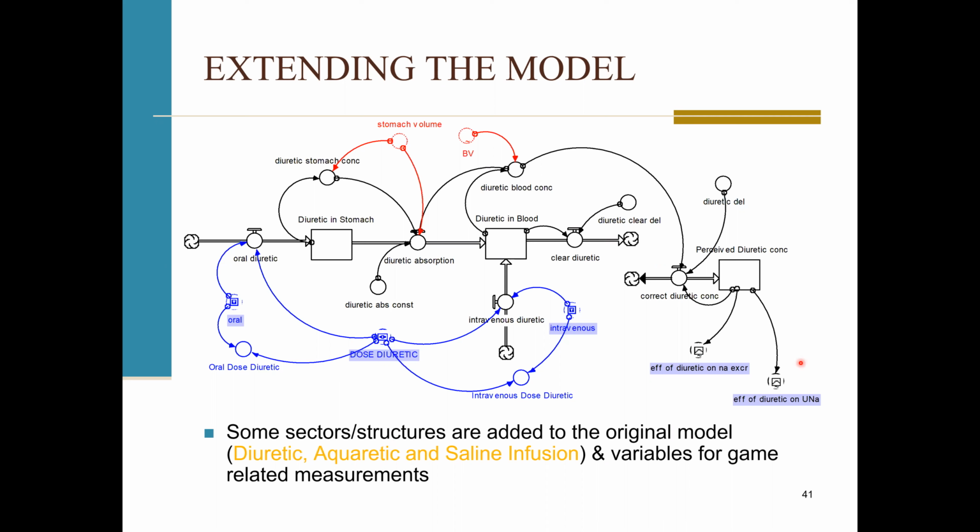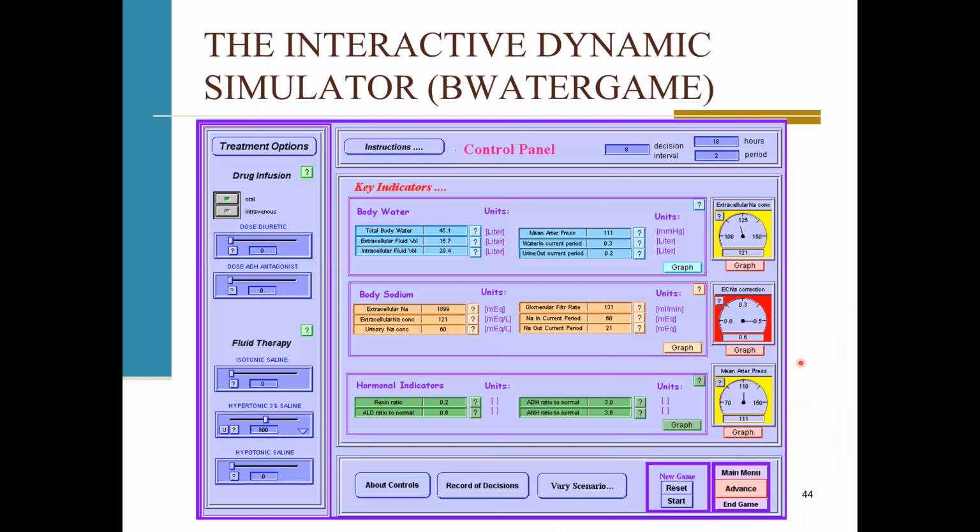Yeah, diuretics, you probably know what diuretics are. Aquaretics are basically opposing the effects of antidiuretic hormone. The difference between diuretics and aquaretics is that diuretics also increase sodium excretion, but aquaretics don't have any effect on sodium excretion. So these are all potential treatment options for hyponatremia in real life settings.